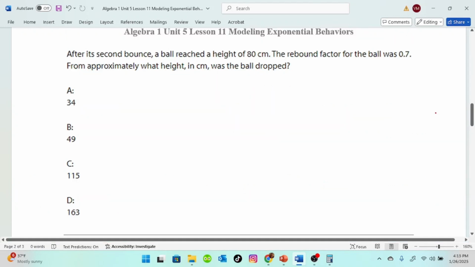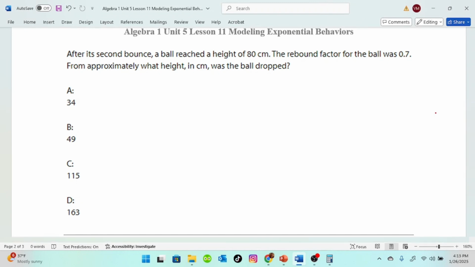Our third practice problem: after its second bounce, a ball reached a height of 80 centimeters. The rebound factor for the ball was 0.7. From approximately what height in centimeters was the ball dropped?